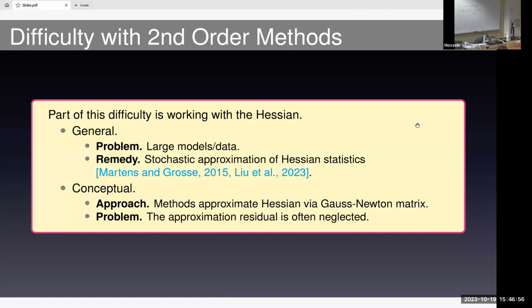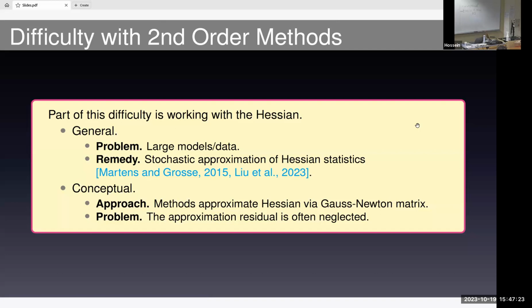So there is some remedy around that. Sometimes we don't really want the Hessian itself, but some function of the Hessian, for example, the trace of the Hessian in our algorithm. That's like the regularizer or whatever. In that case, we can get a stochastic approximation by sampling. So that part is, to some extent, taken care of.